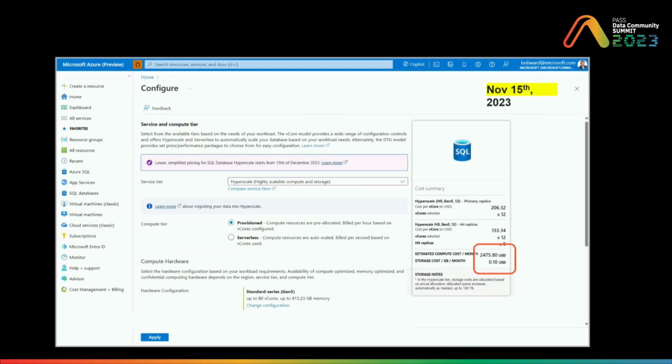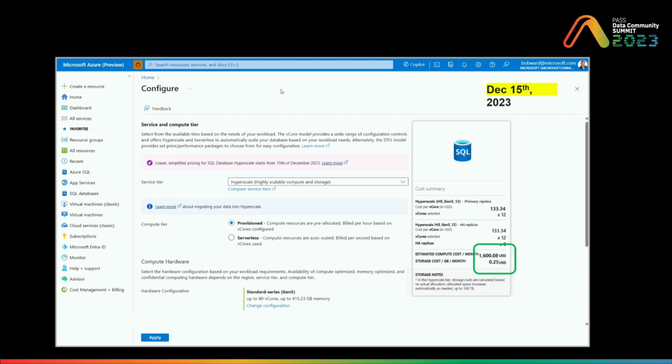Here's a little mock-up, just to see how prices would look. If you go to the portal today, and you look at the total cost of your Hyperscale database, here is an example with 12 vCores, Hyperscale, provisioned compute, costs around $2,400 something in East US today. If you look at the same configuration and you're trying to provision a new database when the new pricing goes into effect, you'll see a reduction in cost by $800. So that's a fairly significant cost.